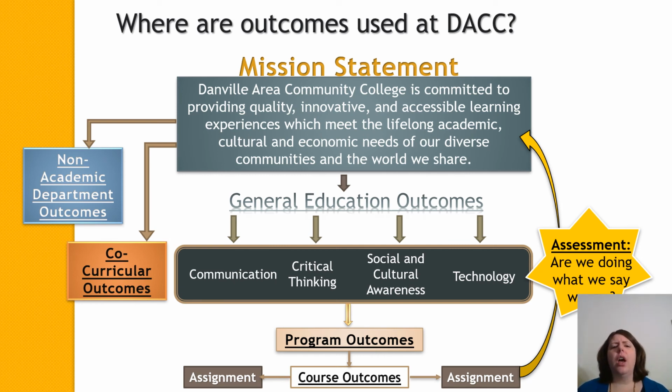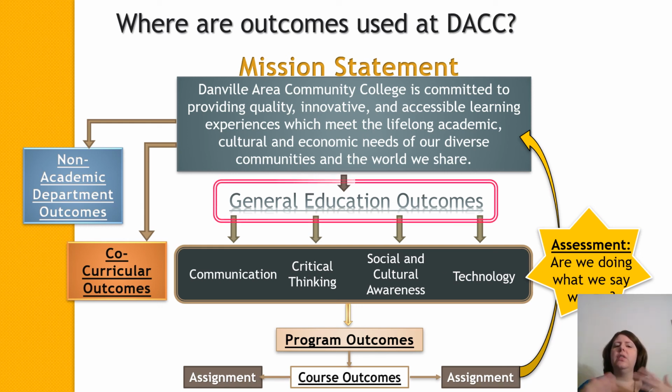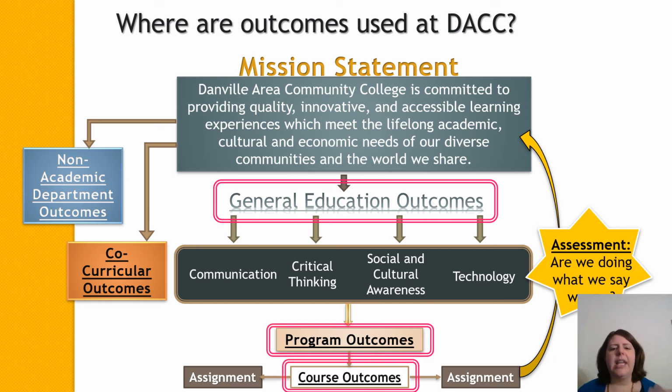Well, outcomes come from our mission statement. And so we have outcomes in a lot of different places. We have the outcomes that relate to the entire institution, so the general education outcomes, which are communication, critical thinking, social and cultural awareness, and technology. Then from that, we can get our program and course outcomes. So those all relate back.